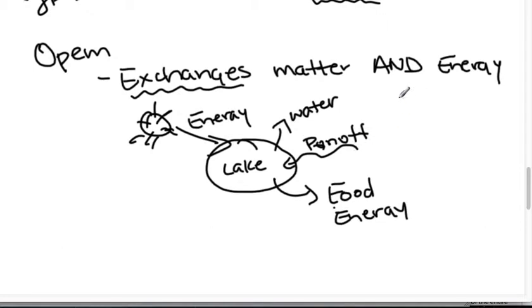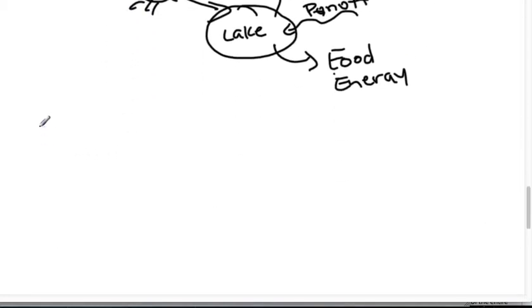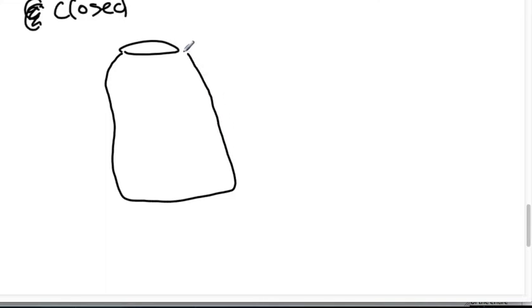Any ecosystem, any living thing is going to be an open system. A closed system has to be purposely made. It's not really found in nature. A closed system would be something like a terrarium. So I'm going to draw one of the terrariums I have on my window.